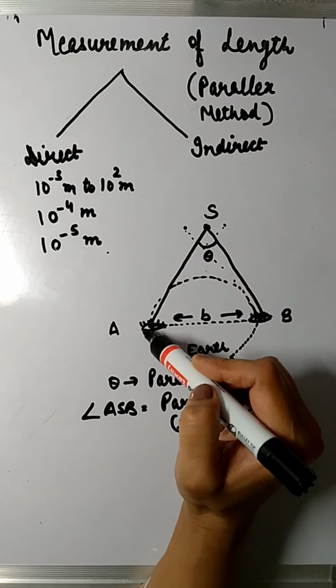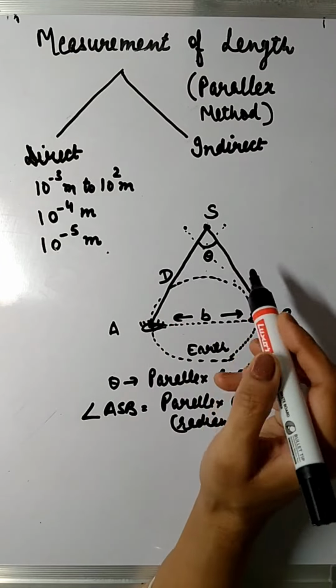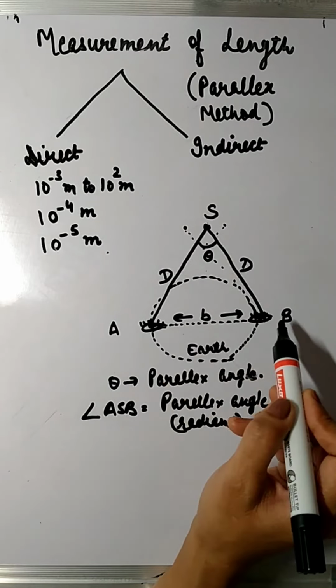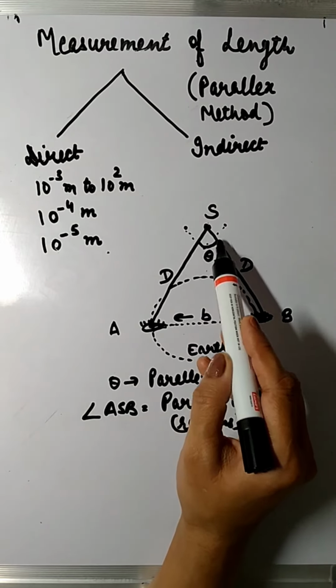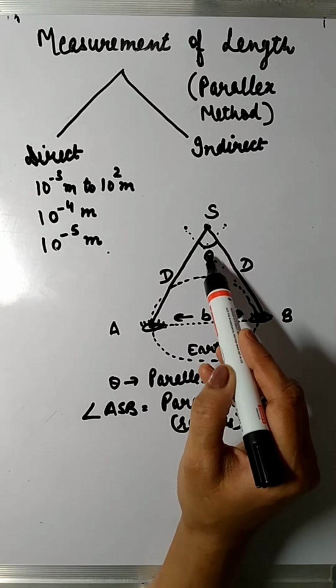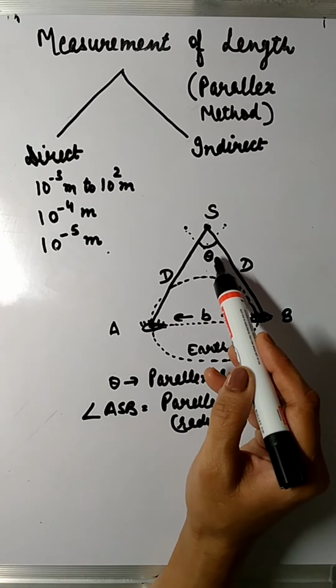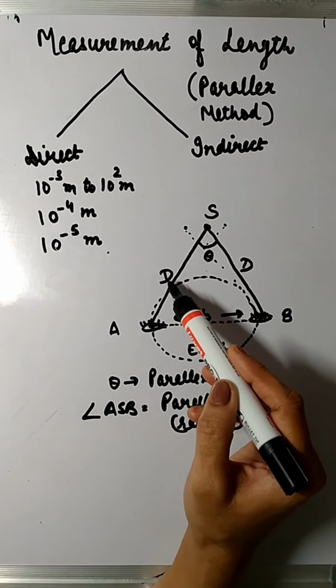Let us say that the distance between our Earth and the planet is d. We know the distance between these two points. We have calculated the parallax angle theta, and we want to calculate this distance d. So theta is known, b is known, and we want to calculate d.